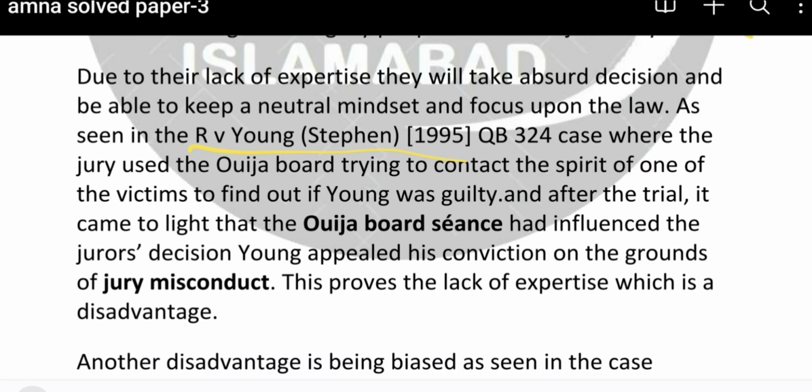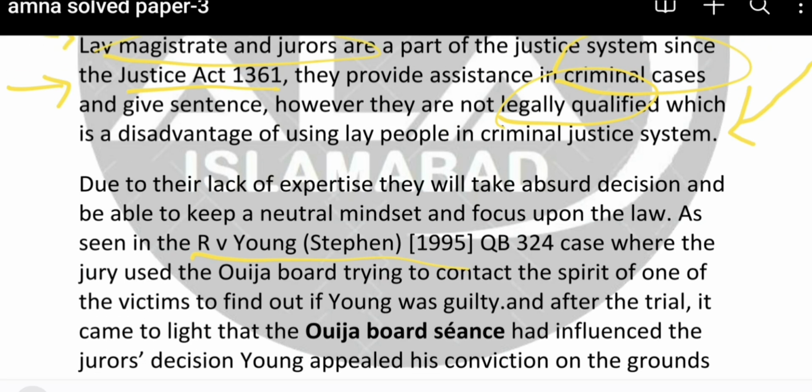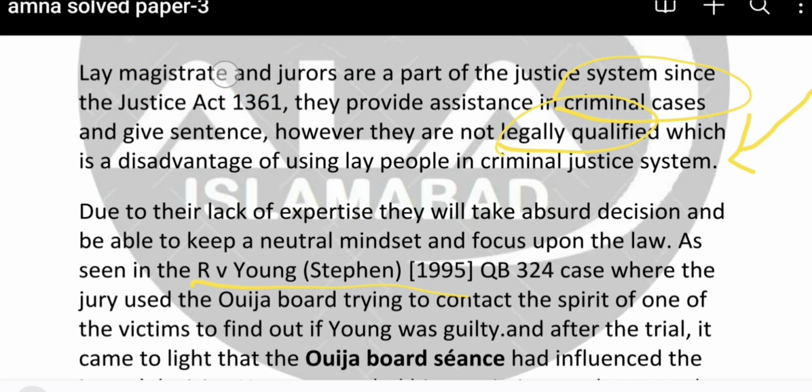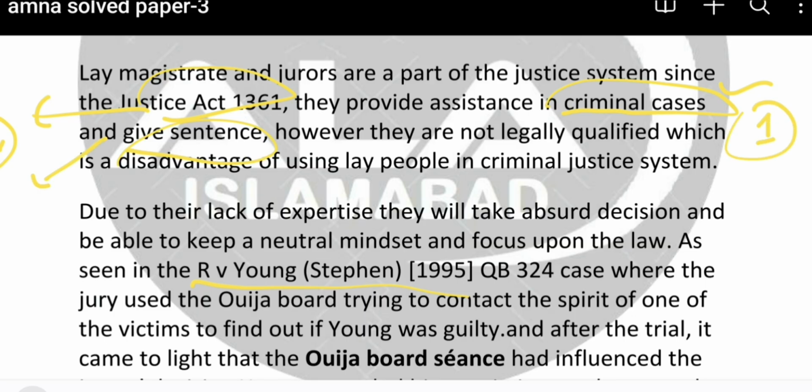So basically this case is very important because this case helps boost marks for your exam. So basically, how will you get marks? You will get marks from this act, number 1 point is this. Second point, you will get marks from the powers that lay magistrates have. These are the powers that they work on criminal cases. They give sentences. You will get one more mark from here.